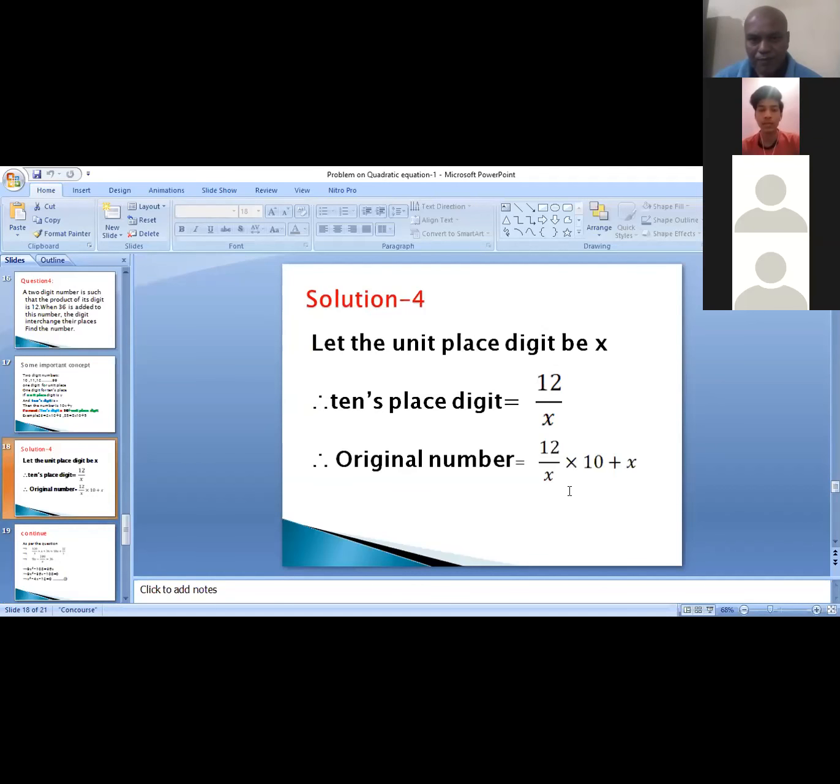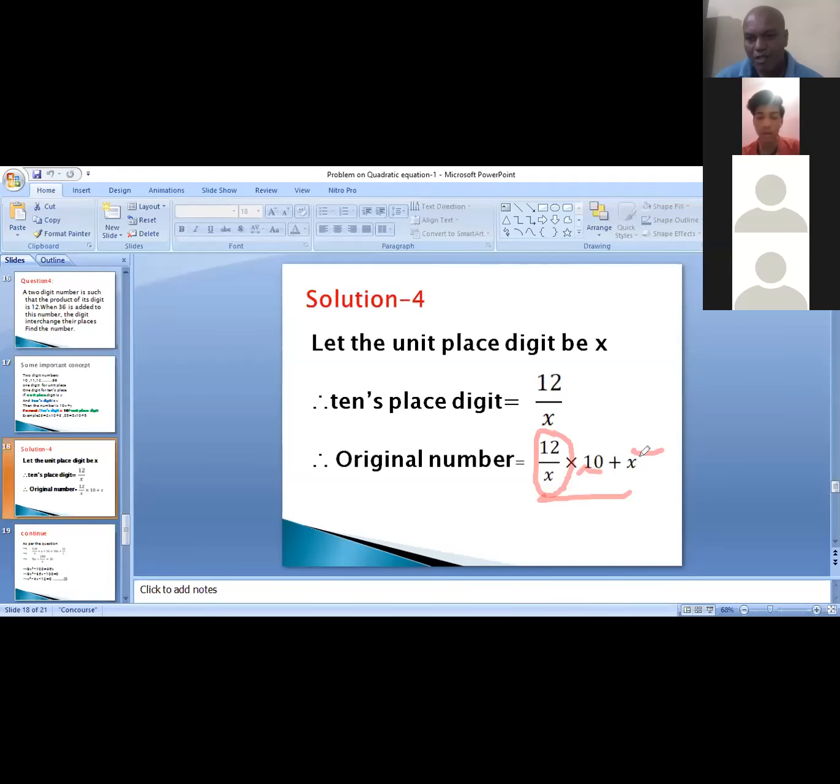The original number is what? Unit place and 10th place. So the 10th place we have taken as 12 by x, into 10, and this is your unit place. This number we write as 10x plus y.